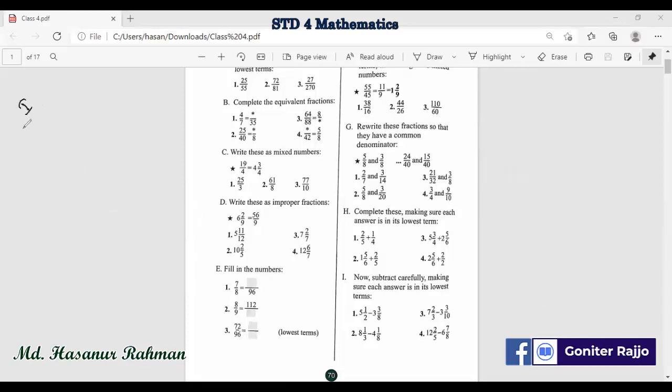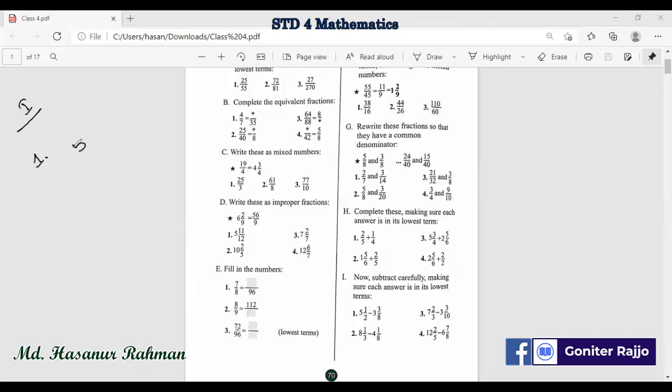Now number I. Number I and number H are both the same thing. In number H, you have to add. In number I, you have to subtract. Number I says, now subtract carefully, making sure each answer is in its lowest term. Okay, fine, very good.